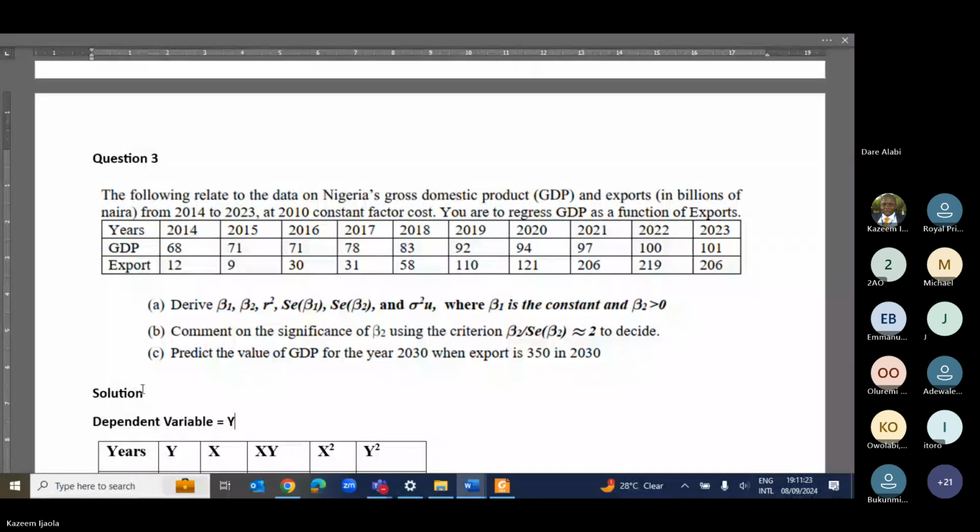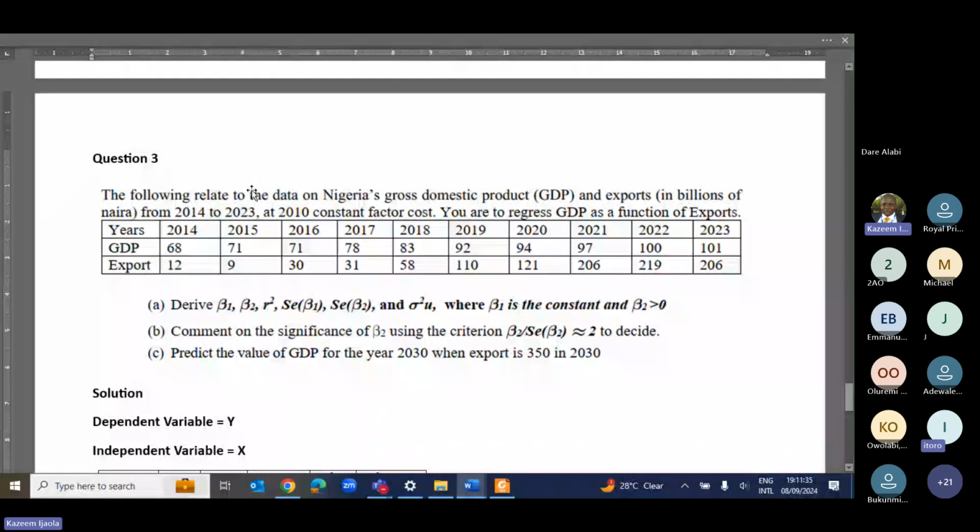The following relate to the data on Nigerian GDP and exports from 2014 to 2023, at 2010 constant factor cost. You are to regress GDP as a function of exports. Which means that it is our exports that affect our GDP, correct? GDP will grow if exports grow, and vice versa.